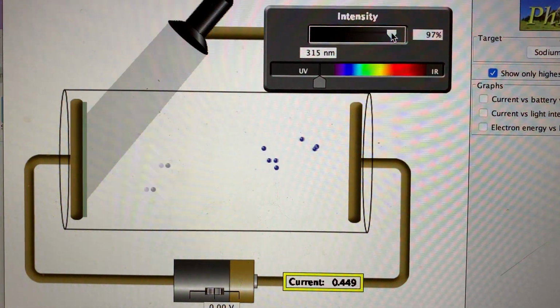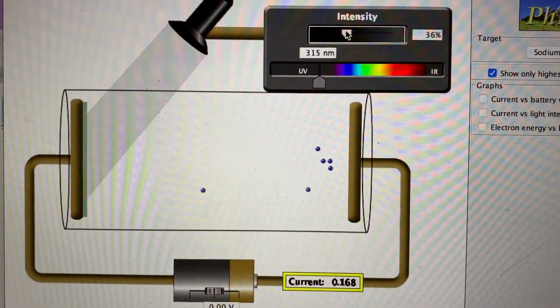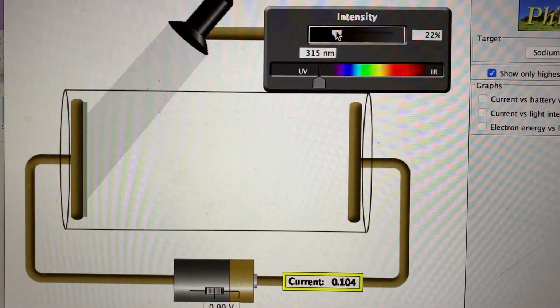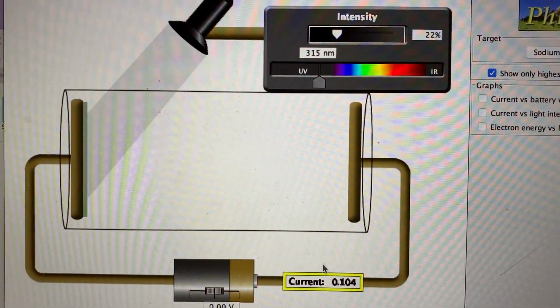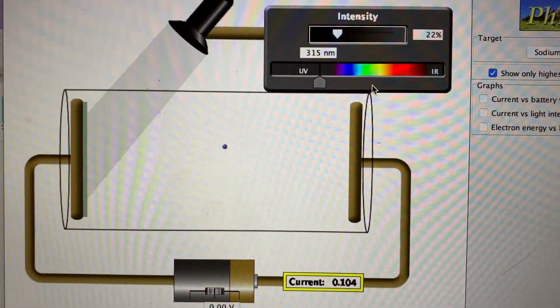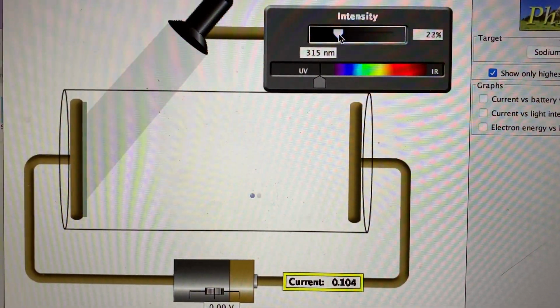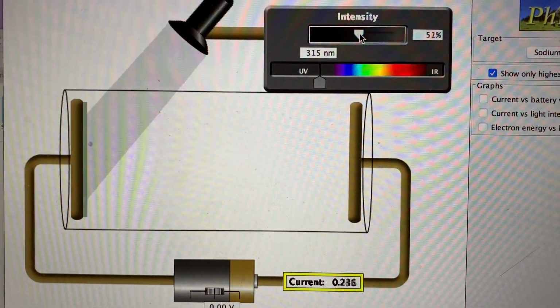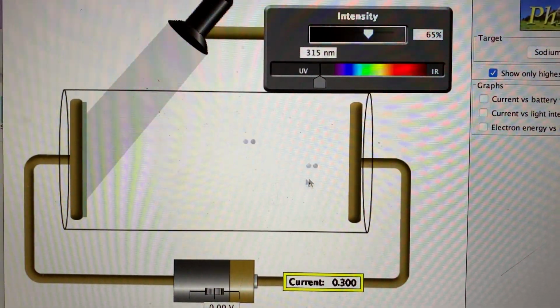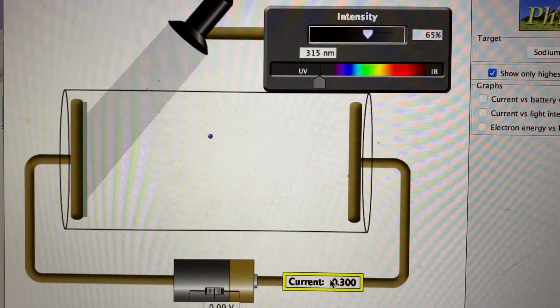Now, I lower my intensity, and I will get less photoelectrons coming off per second. And you can tell the current's gone down. It'll just show one every so often going through there. If I increase the intensity, I increase the number of photons going onto that plate, and I'll get more photoelectrons, and I'll see more current.